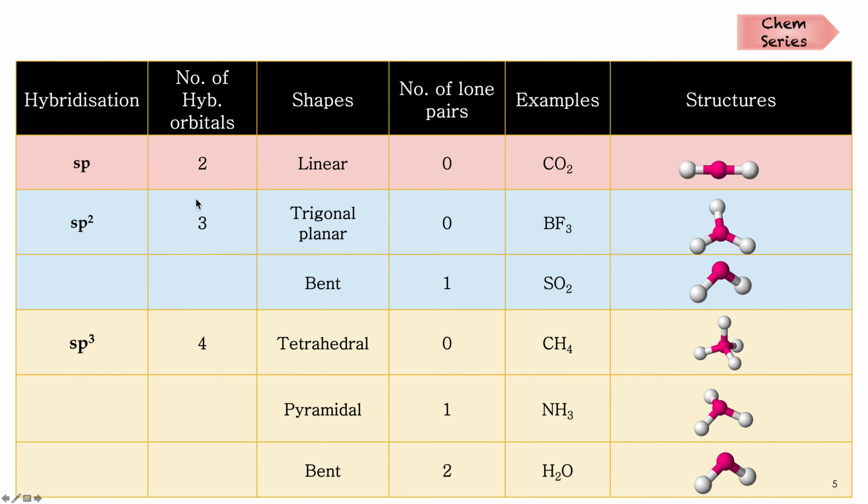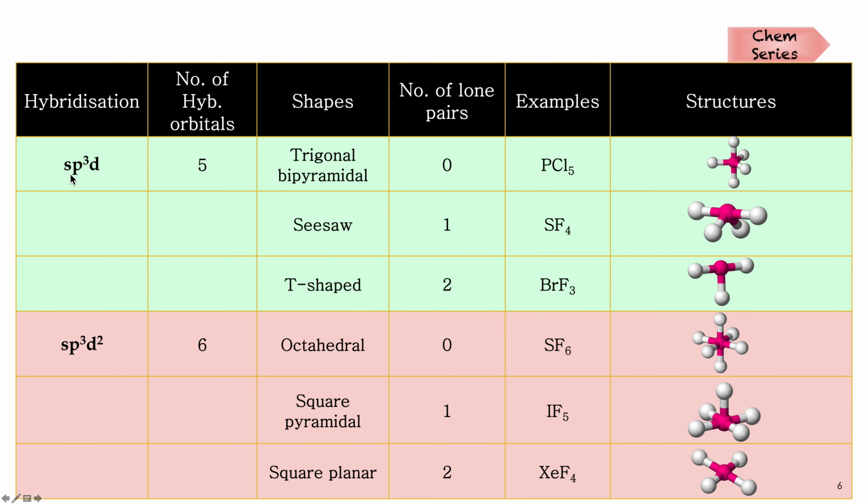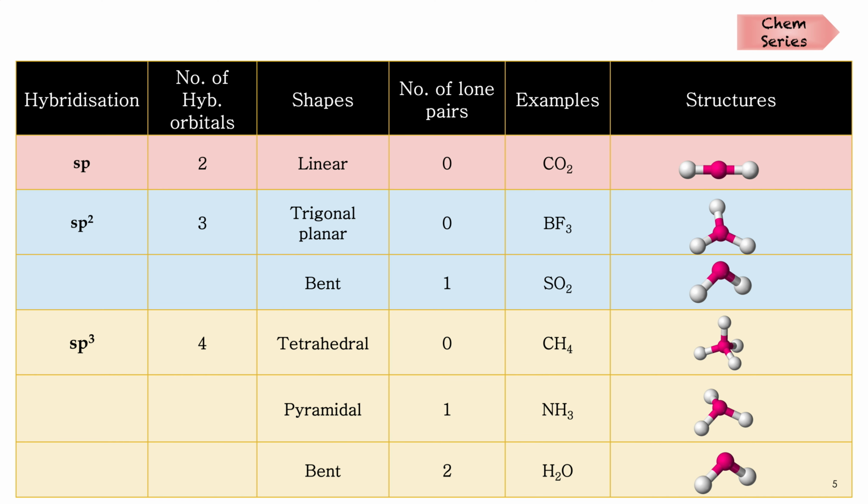Likewise, for sp2, the number of hybrid orbitals will be 3 by adding 1 s and 2 p's. And for sp3 hybridization, the hybrid orbitals will be 4. And for sp3d, the hybrid orbitals will be 5. And for sp3d2, the number of hybrid orbitals will be 6. So based on the lone pairs on the central atom, the shapes are being distinguished for a hybridization.